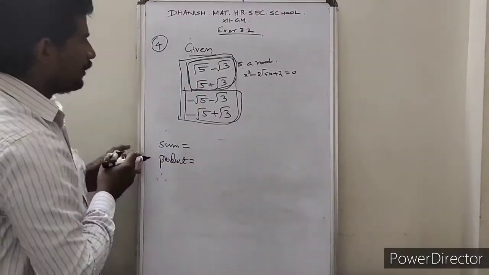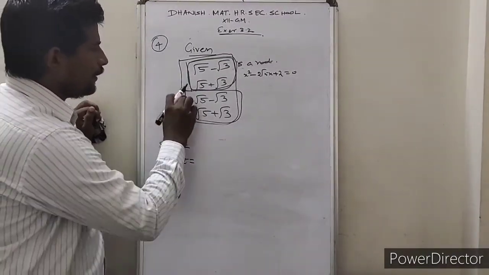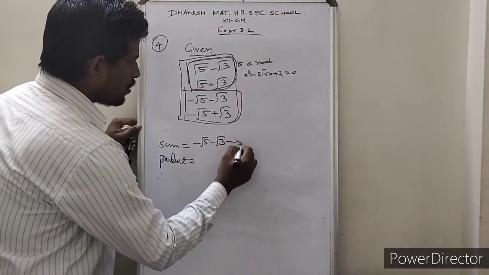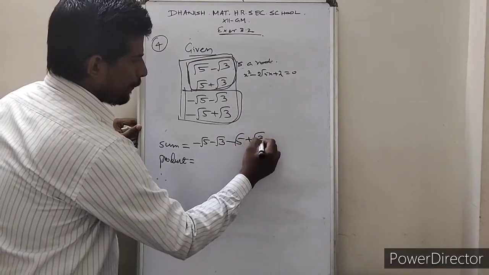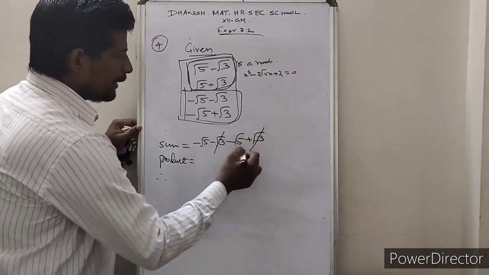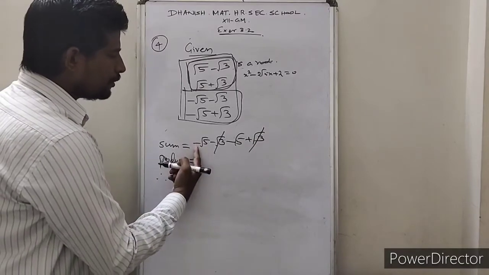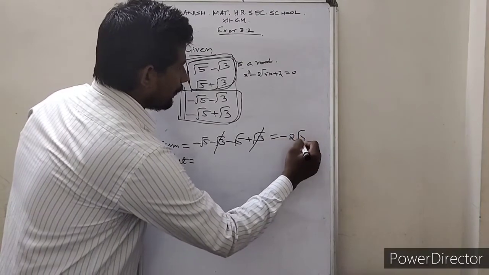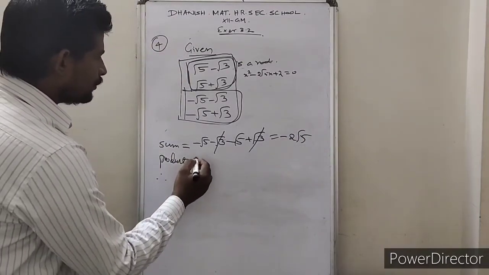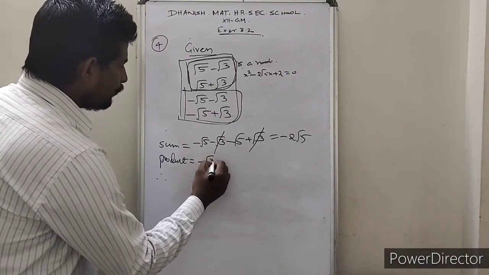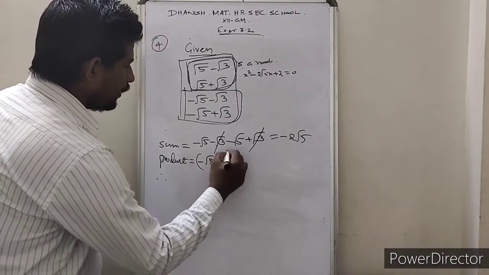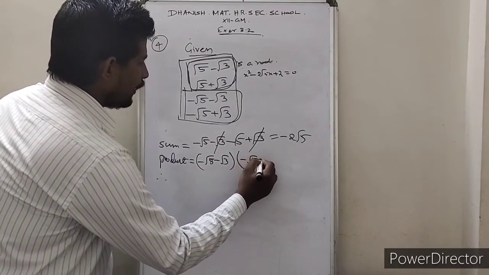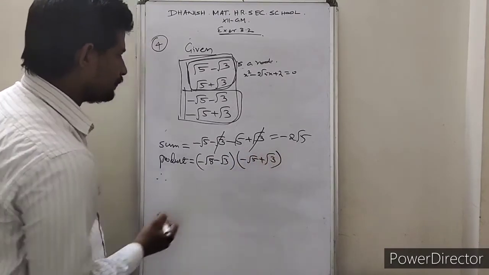Now I am going to take these two roots. For these two, sum equal to, these two terms will get cancelled. Here we are having minus root 5 minus root 5. It will become minus 2 root 5. Then product of the roots minus root 5 minus root 3 into minus root 5 plus root 3.